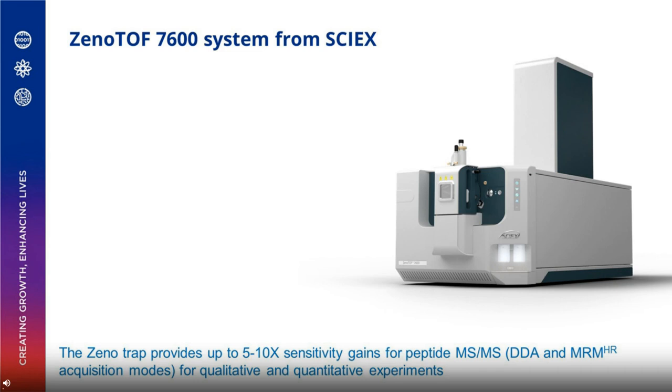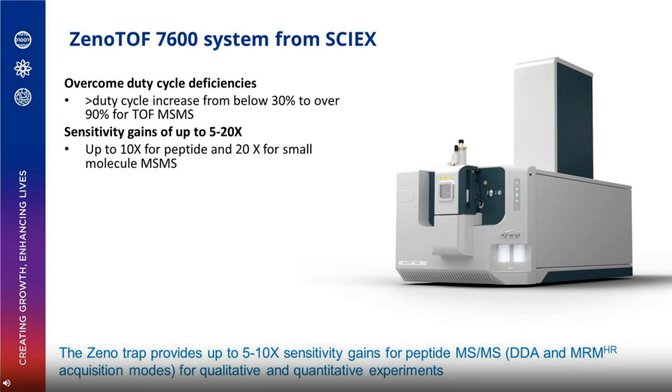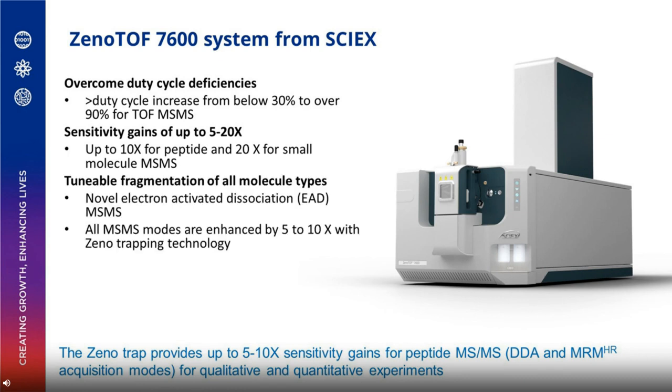Here are the key features of the ZenoTOF 7600 system. It can overcome the duty cycle deficiency, and also has a sensitivity gain of up to 5 to 20 times. It has tunable fragmentation for all molecular types, the electron activated dissociation, EAD. So all the MS modes can be enhanced by 5 to 10 times with the Zeno trapping technology.